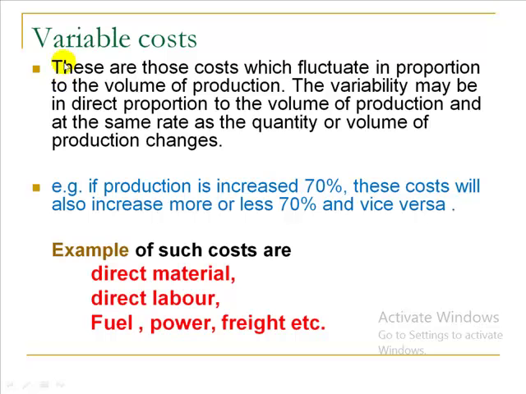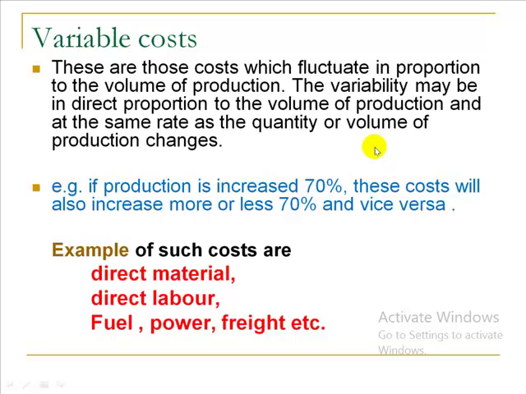Examples of variable cost include direct material, direct labor, fuel, power, etc. Direct material is one of the variable costs. Why? Suppose you are manufacturing a chair, so we will require a specific amount of wood and steel, right?